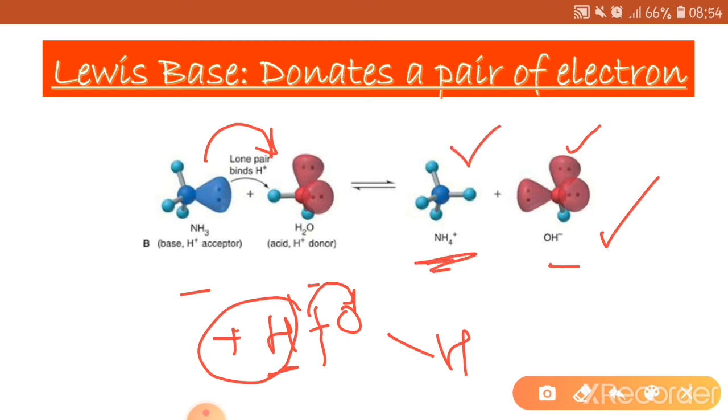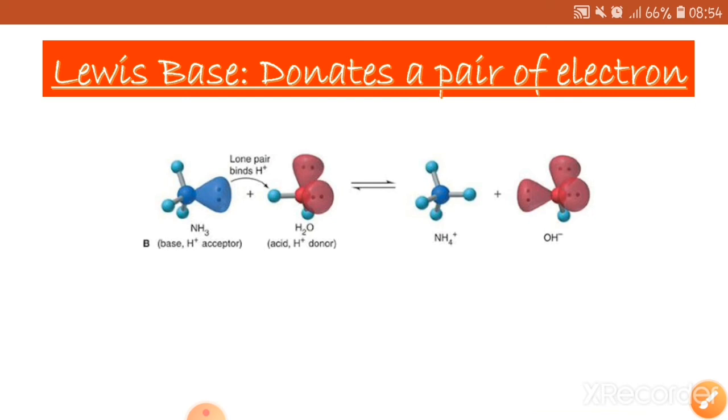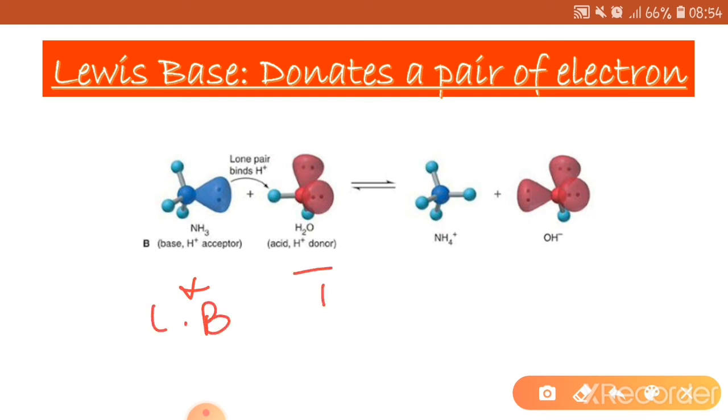Now see here that since the nitrogen atom is donating its electron pair, therefore this ammonia will be considered as a Lewis base here. So in this reaction, ammonia is the Lewis base while water is the Lewis acid, because the hydrogen atom in the water molecule is accepting the pair of electron from the nitrogen atom in the ammonia molecule.